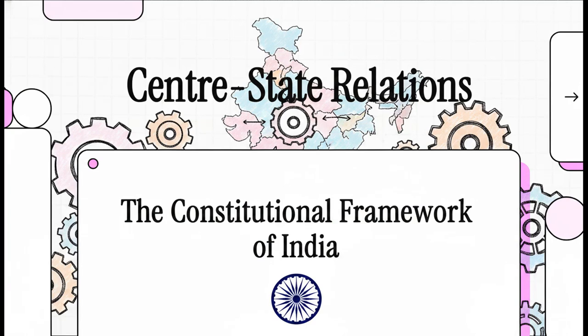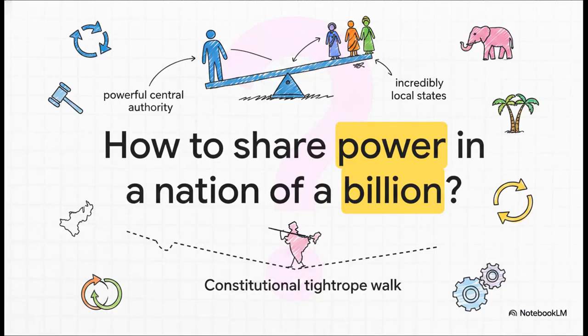All right, let's dive right into this explainer. Today, we're unpacking the complex constitutional mechanics that run the world's largest democracy. If you've ever wondered how the gears actually turn to keep a billion people governed, you're absolutely in the right place. So, how do you actually share power in a nation of a billion people?